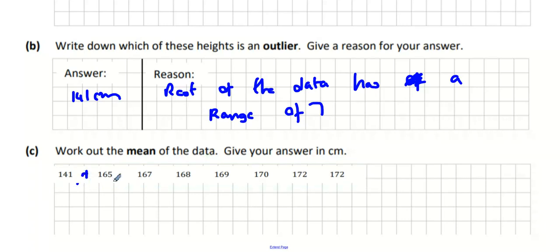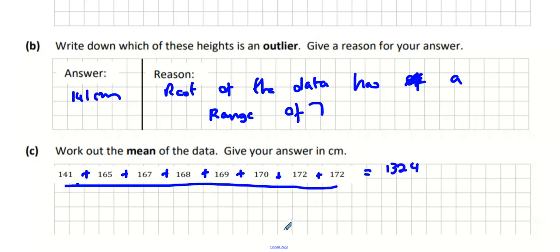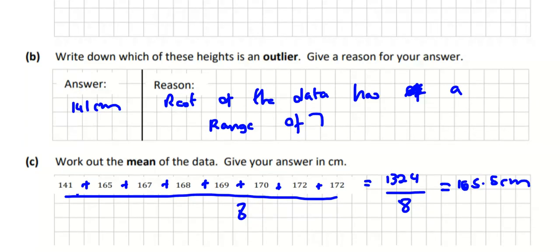Going to add them up, so plus, plus. So we're adding all the values together. Okay, and when we add all of them together, we're going to get 1,324. Then we've got to divide it all by 8. And when you do that, you should get 165.5 centimeters. Okay, all good. Now we've worked out the mean. What's next?